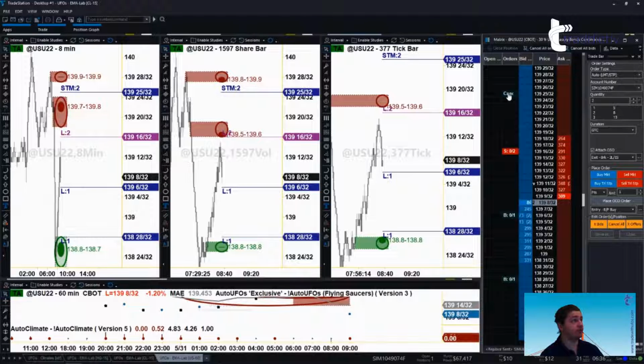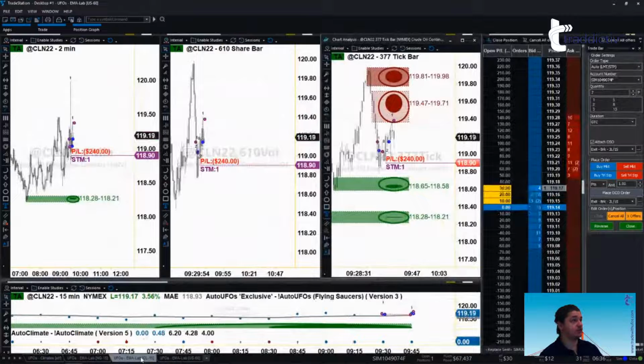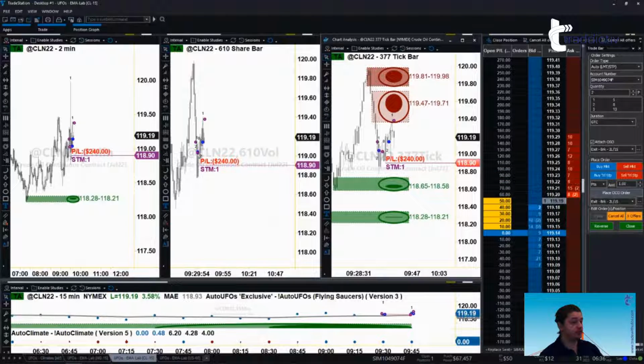This trade setup would have looked something like this. Now remember, this moves in 32nds, so that's 1, 2, 3, 4, 5, 6, 9, right? We got 9 times 32 times 2, so that's 576 on the table if you were to take that trade. All right, crude is doing its thing.